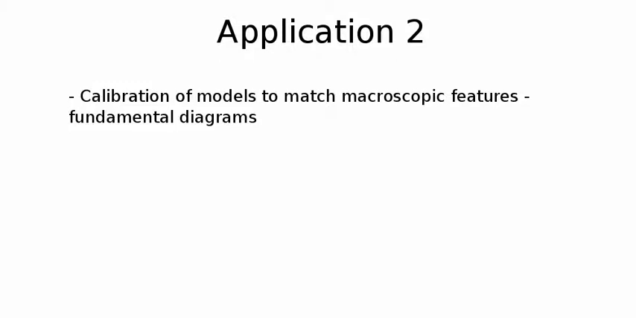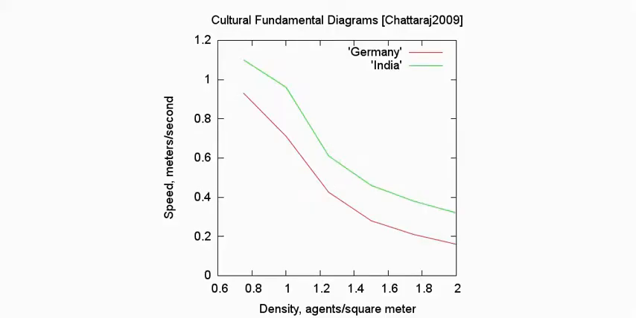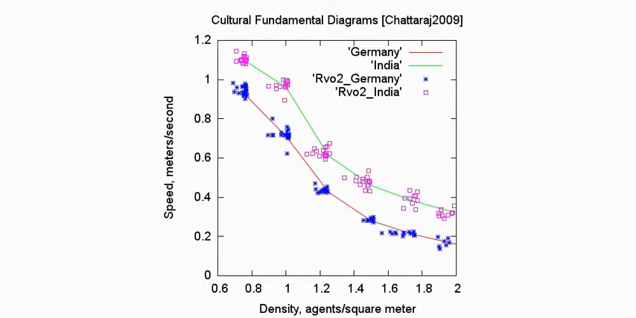In the second application, we calibrate models to match macroscopic features, in this case fundamental diagrams. Fundamental diagrams are used to monitor the relation between a crowd speed and density. Usually as the density increases, the speed decreases. Here we have represented two fundamental diagrams, showing the cultural differences between German people in red and Indian people in green. We have then matched the RVO2 model to these diagrams.